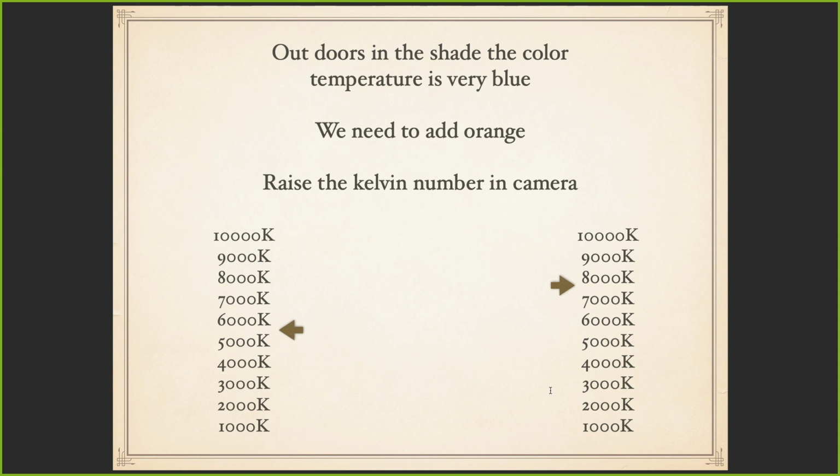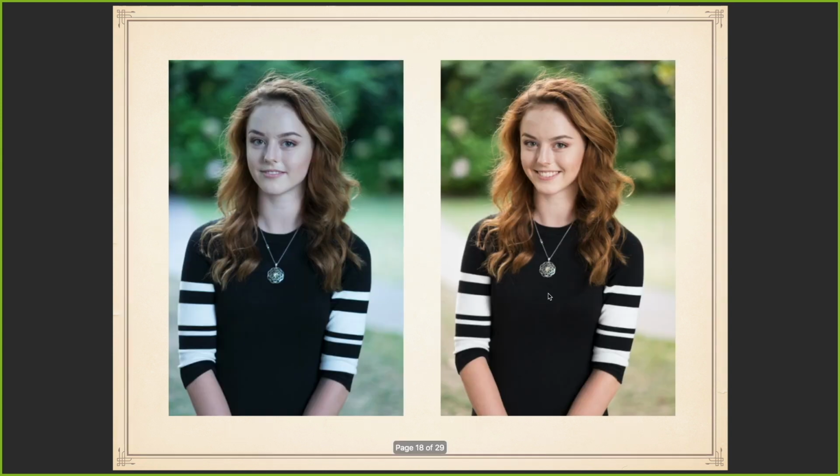Okay, so we're raising it somewhere in the camera, 7,000-8,000, so that we're adding warmth or an oranger color to an already kind of blue light to bring it back to more of a neutral, so that we're not getting that cool color cast, that blue color cast. Okay, pretty simple, right?